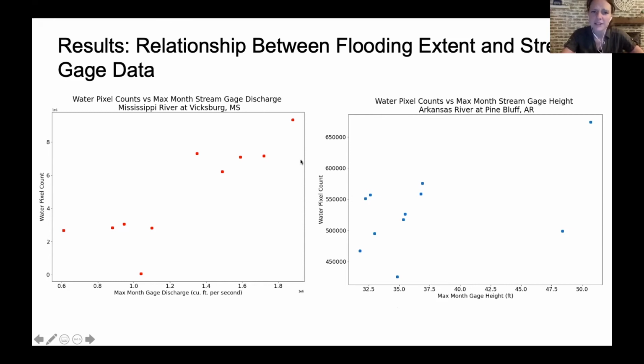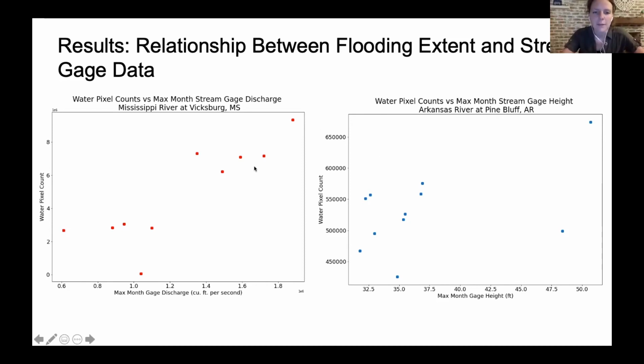And then once we hit a certain value, we start seeing rapid increases where we're seeing a lot of water flooding the surrounding areas. One thing that I do want to note here is that what we would expect, as Ava said during the methodology, we have a maximum month discharge or gauge height value, and then we have a water pixel count value for each month. So we would expect 12 different values over the course of 1 year. Both of these take place in 2019.